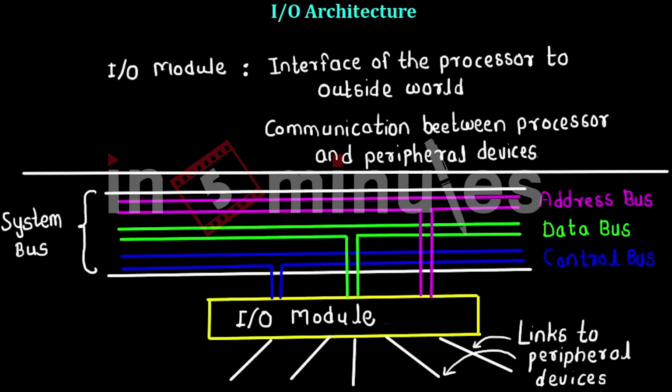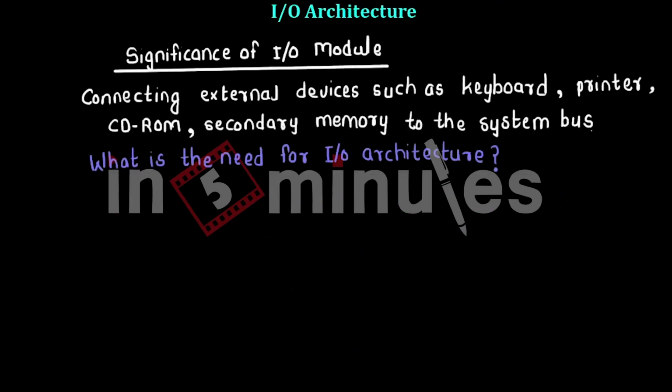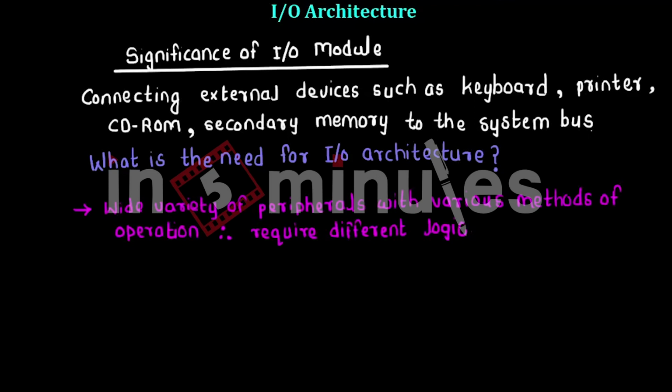Now the question here is, why do we need a separate input-output module for the communication with other peripheral devices? Why can we not connect the peripheral devices directly to the system bus? So we need to see what exactly is the need for the special I/O architecture inside computer organization. First of all, there is a wide variety of peripherals available with various methods of operation. So each peripheral operation requires different logic.